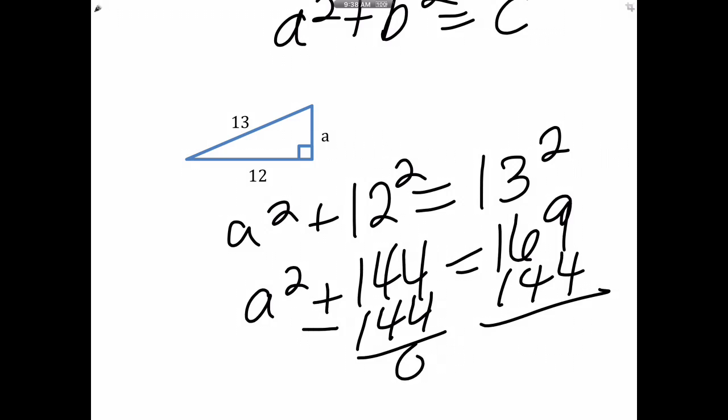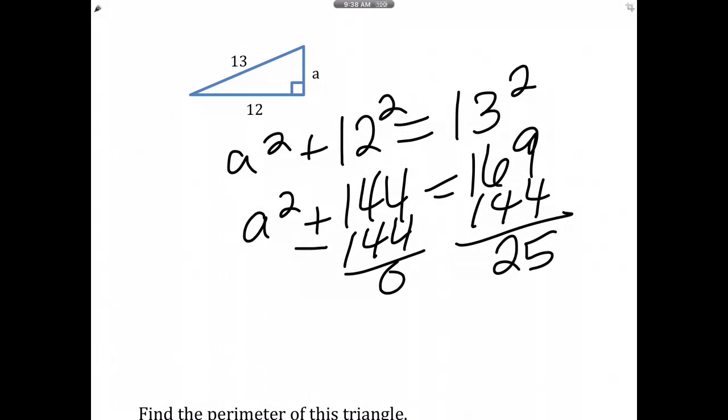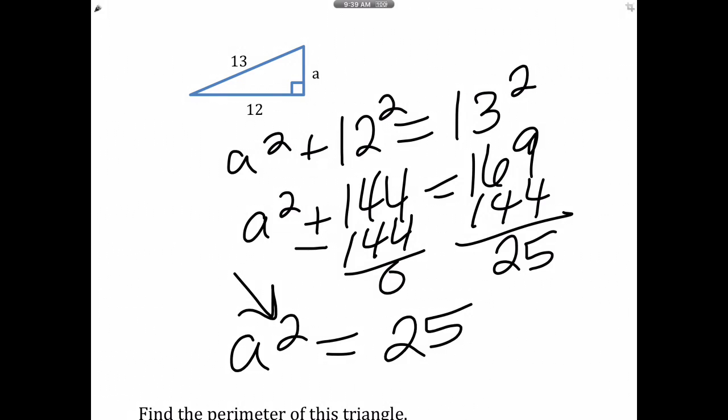which would be 0 on this side and 25 on that side. So a squared would equal 25. And to get rid of the squared part, we need to find the square root of 25. So a would equal 5.